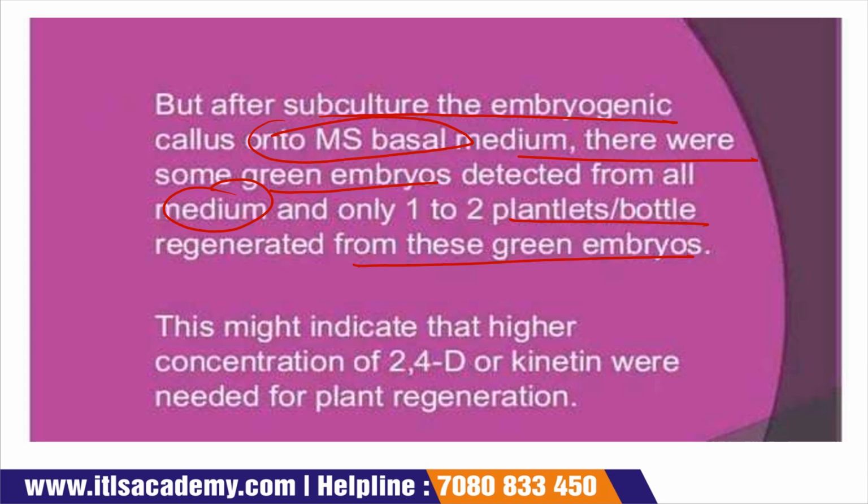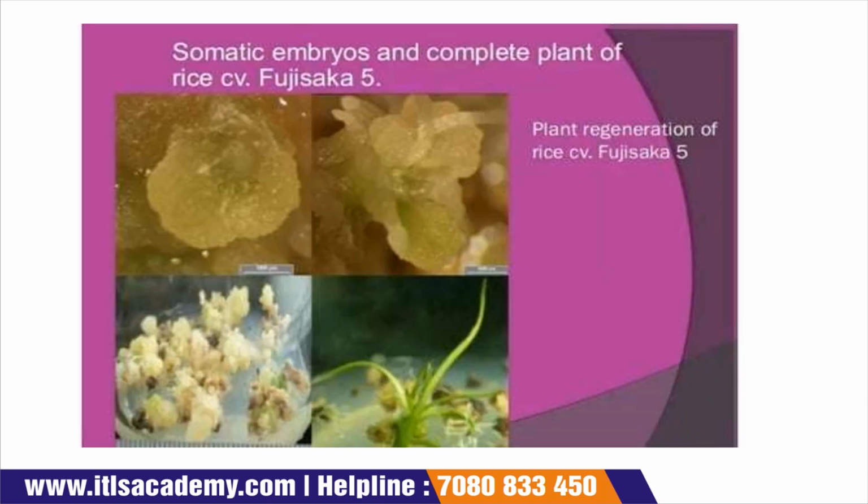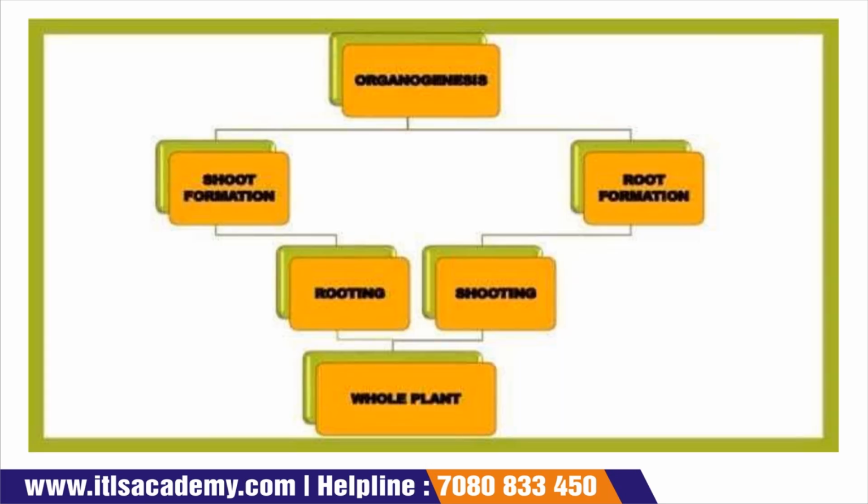It might indicate that as the 2,4-D or kinetin concentration increases, it is needed for plant regeneration. Now the next is somatic embryos and complete plant of rice cultivar Fujisaka 5. Plant regeneration of rice cultivar Fujisaka 5. This diagram represents that. Now organogenesis is divided into two parts.